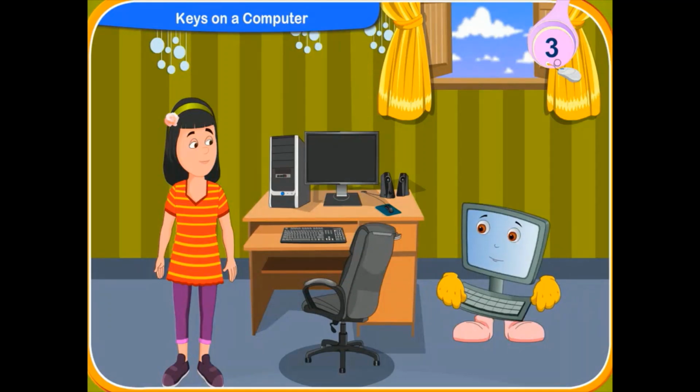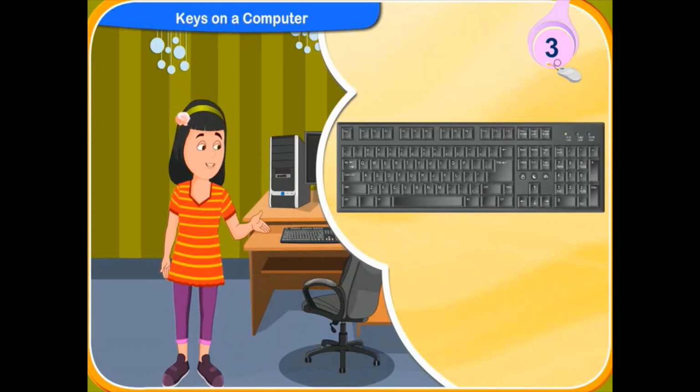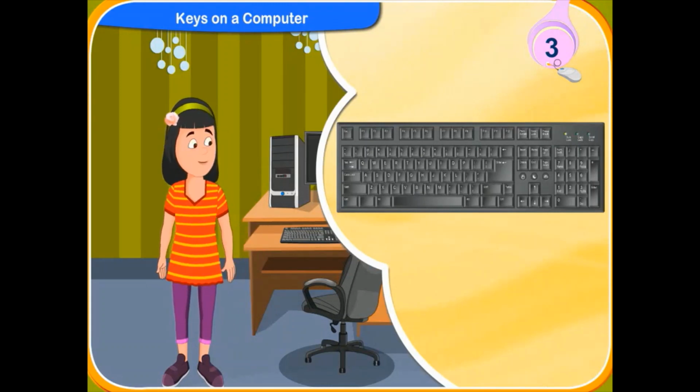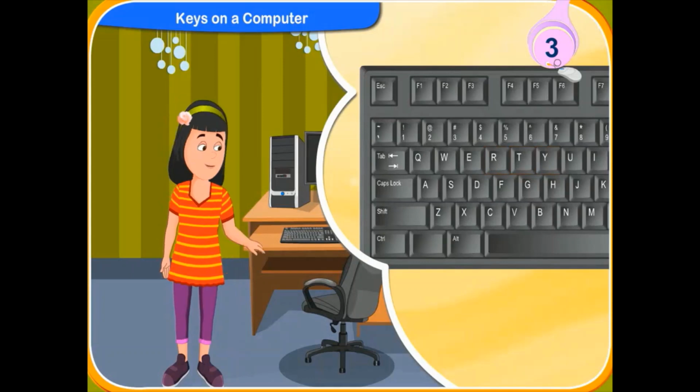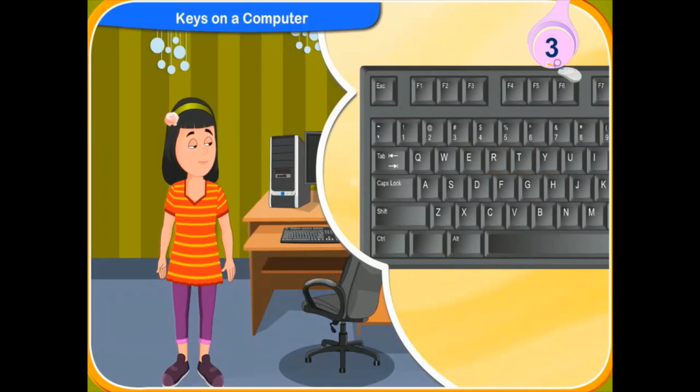QWERTY keyboard. What is the meaning of the QWERTY keyboard? In the QWERTY keyboard, the arrangement of the keys on the keyboard is not from A to Z. They are arranged as Q, W, E, R, T, Y on the first row, so they call it the QWERTY keyboard.